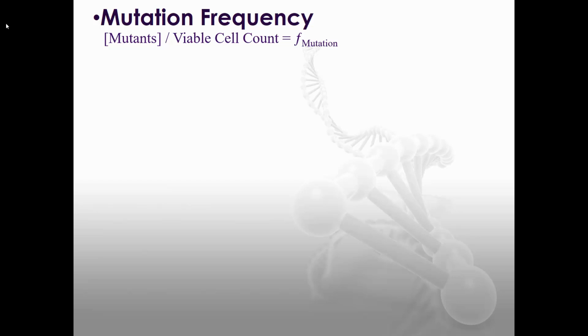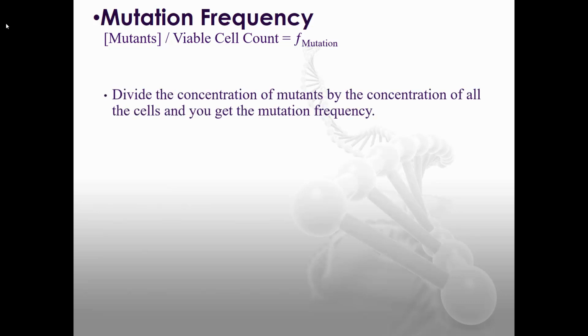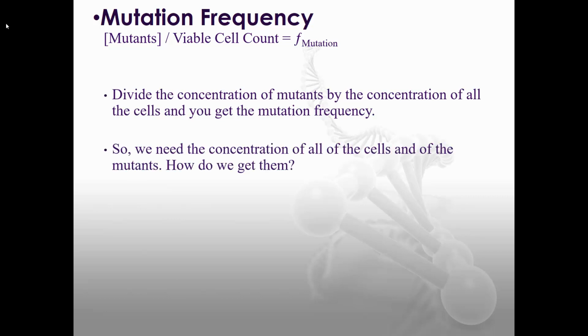But other than that, this is a very simple calculation. If you wanted to know the frequency of red M&Ms in a bag or a jar of M&Ms, you'd count up the number of red M&Ms and divide it by the total of all of the M&Ms in the bag or the jar, and that would be the frequency of red M&Ms. That's what we're doing here. We're going to count up the mutants and divide it by the total, but we're going to use concentrations. Concentration of mutants and the concentration of all. And so that's it. And so how do we get these numbers?